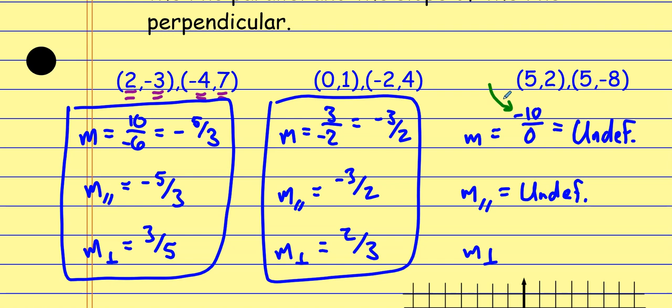Or think of it more holistically. Undefined means I have a vertical line. So to be perpendicular to a vertical line, I need a horizontal line. What's the slope of a horizontal line? 0. Okay? And so don't always be locked into thinking about the exact algebraic number method for doing things. Take a step back and think about the concept, okay? Vertical line, undefined. Horizontal line, 0.